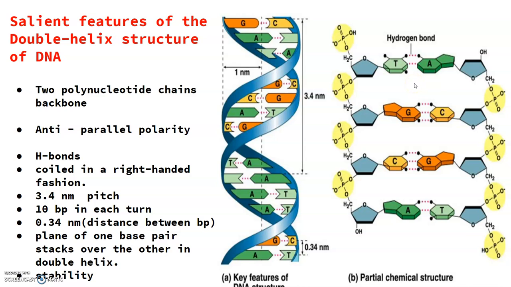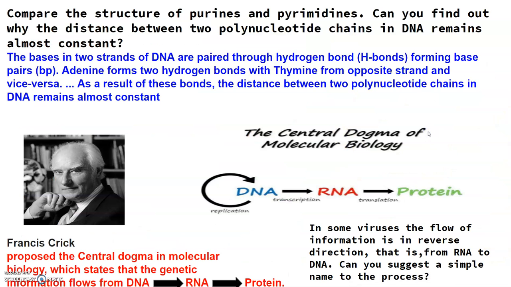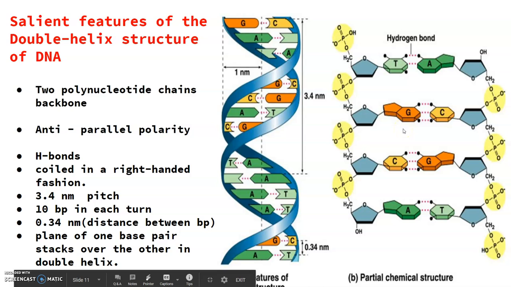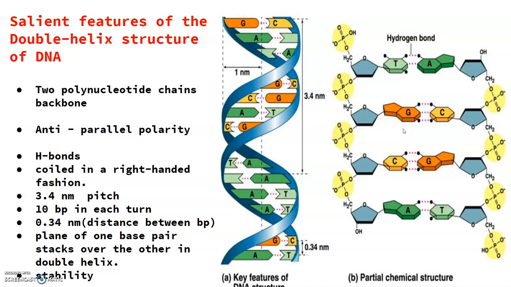Adenine forms two hydrogen bonds with thymine from the opposite strand, and guanine is bonded with cytosine with three hydrogen bonds. As a result, a purine always pairs up with a pyrimidine, either with the double bond or with the triple bond. So here you can see how they are pairing up. As a result, there is an approximately uniform distance between the two strands of the helix, because of this pairing up through hydrogen bonds.